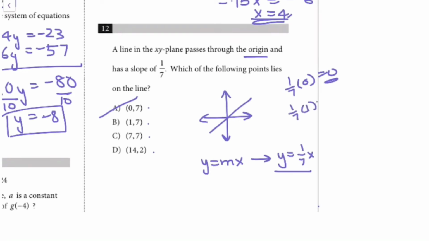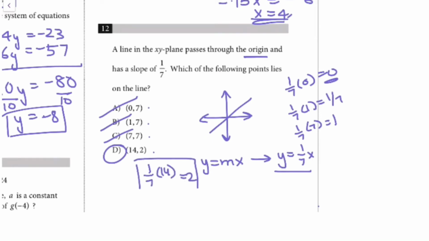If I plug in 1 for x, my y should end up being 1 over 7, which is not the case for b, so b is wrong. If I plug in 7 for x, my y should end up being 1, which is not the case for c, so it's wrong. So I know that my answer is D, but I'm just going to check it to make sure. If I plug in 14 for x, my y ends up being 2, which works.